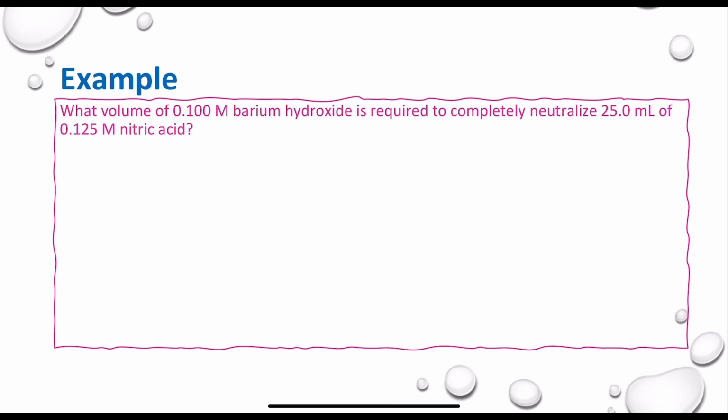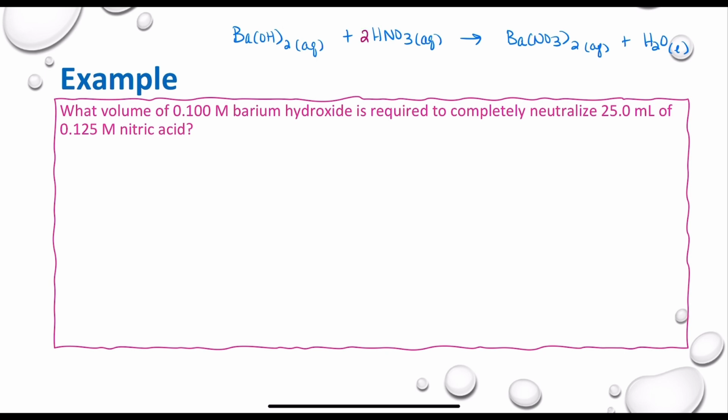What volume of a 0.100 molar barium hydroxide solution is required to completely neutralize 25 mL of a 0.125 molar nitric acid solution? Well, let's think about your reaction here. You've got barium hydroxide, a strong base, so soluble, and it's reacting with nitric acid, a strong acid, completely soluble. Swap those partners. You're going to get barium nitrate, still a soluble salt, and water.